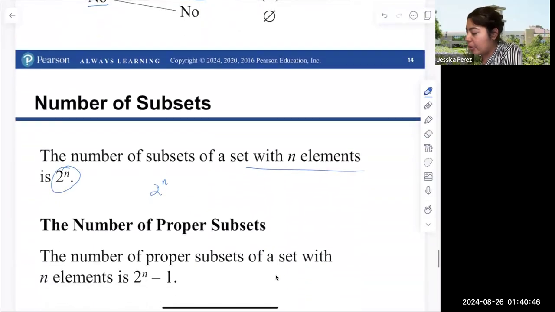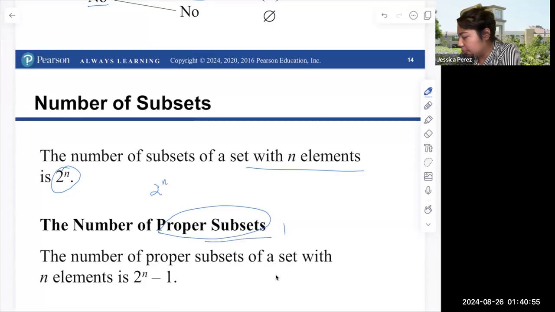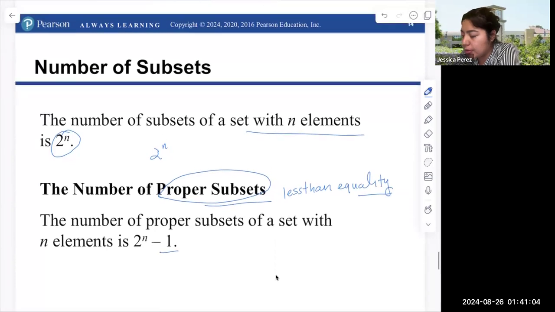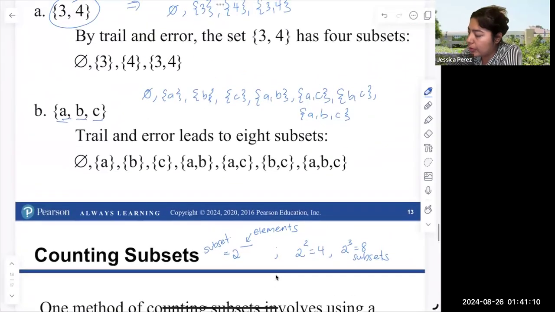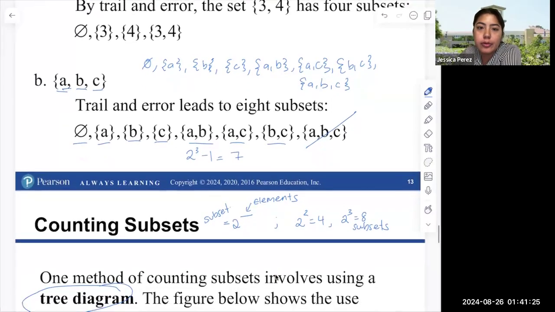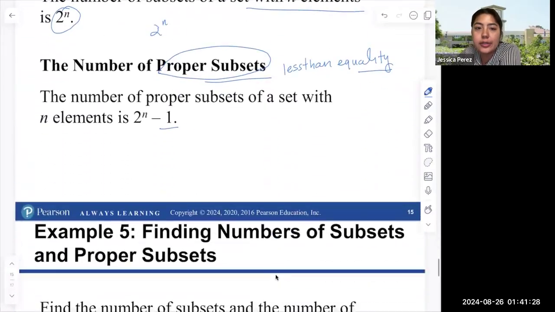Now, this is subsets. What about proper subsets? Remember, proper subsets are the ones that are less than the actual set, less than the equality one. So you're just removing one option: 2 to the n minus 1. So in the other example, if we wanted the proper subsets, we would just get rid of this option. 1, 2, 3, 4, 5, 6, 7, because these are all less than A, B, C. So 2 to the third minus 1, you get 7. So for that example, those would be the proper subsets.